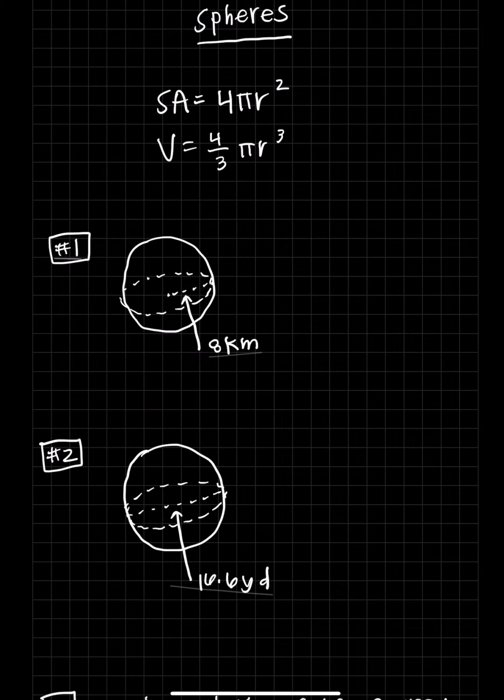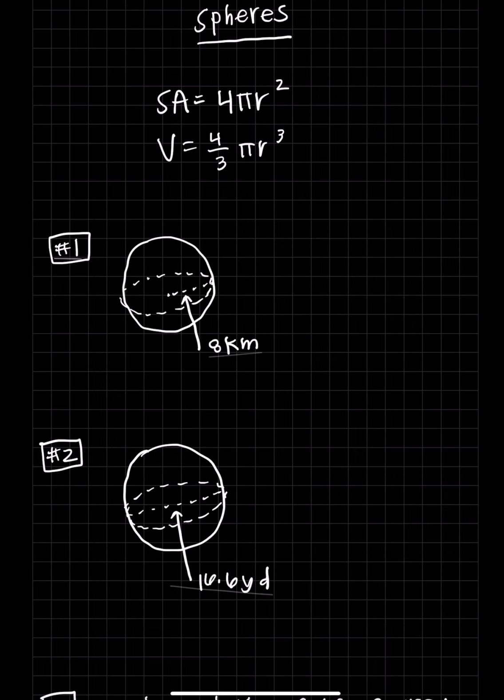So if it were a hollow ball, or like even if you think about a watermelon, I know a watermelon isn't exactly spherical, but if you think about a watermelon, the surface area would be the green part of it, and then the volume would be what's inside of it, so the red part of it. So for the first example, we're going to find the surface area of this sphere.